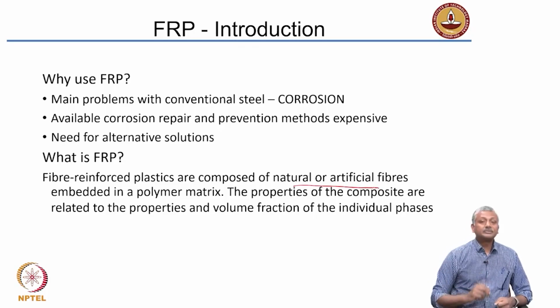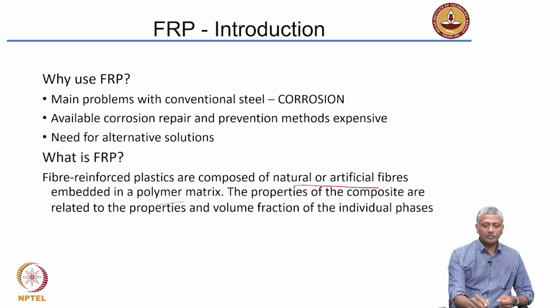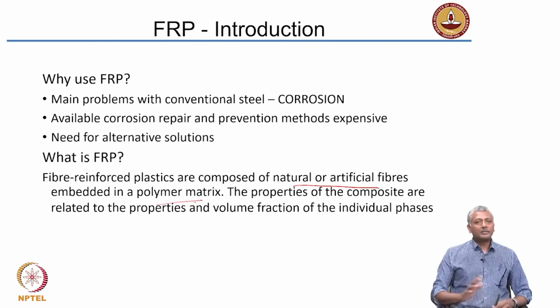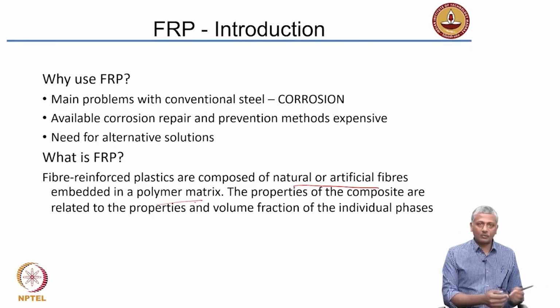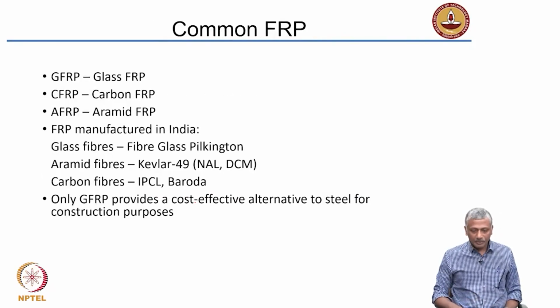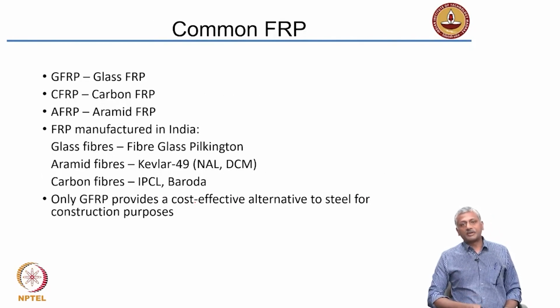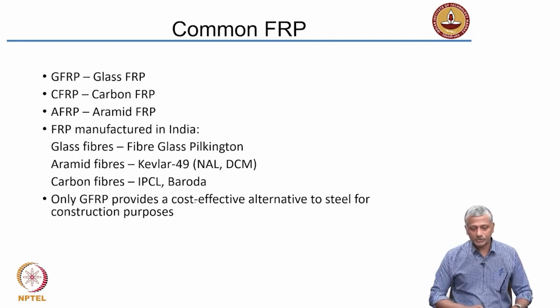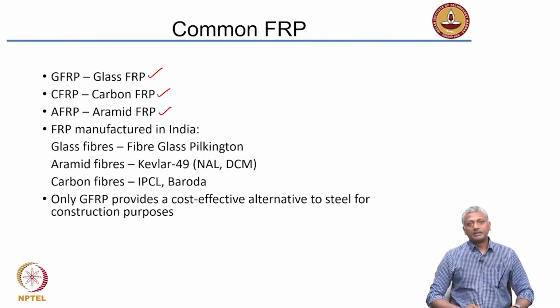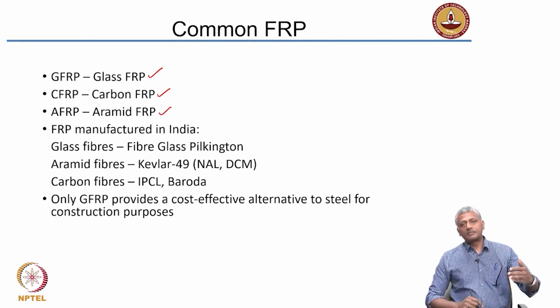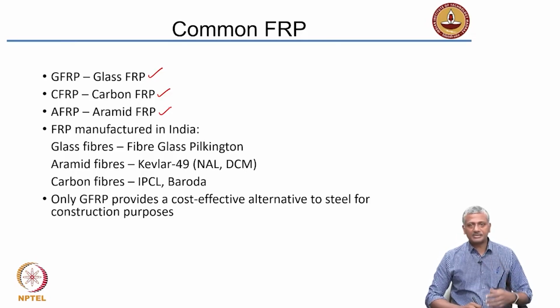Natural or artificial high tensile strength fibers embedded in a polymer matrix. And again, the properties of the composite can be calculated from the properties of the individual phases, just like what we saw previously. Okay, so what are the common fiber types which are used here? You have glass fibers, carbon fibers and aramid fibers, okay? As you go from glass to carbon to aramid, obviously your costs go up significantly. Glass is cheaper, then you have carbon and then aramid.